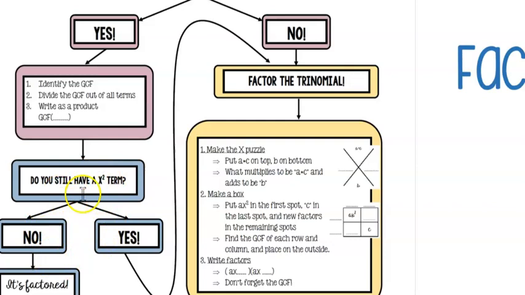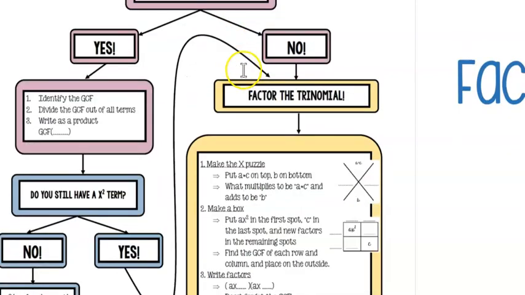Do ask yourself, do I still have an x squared term when you factor out your GCF? Because sometimes that GCF is going to make it a factored form. So if you run out of x squared terms, then it's factored. If you don't, then you just factor the trinomial just like you would have if there was no GCF.